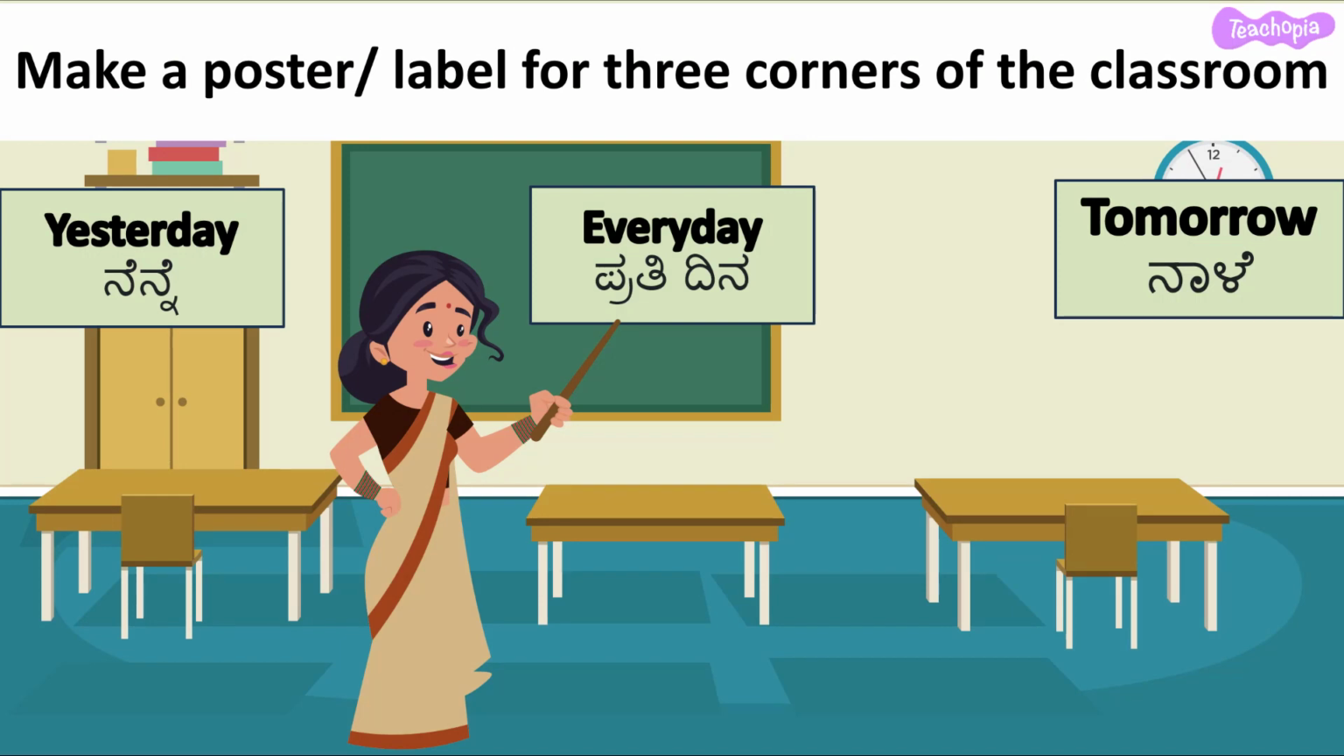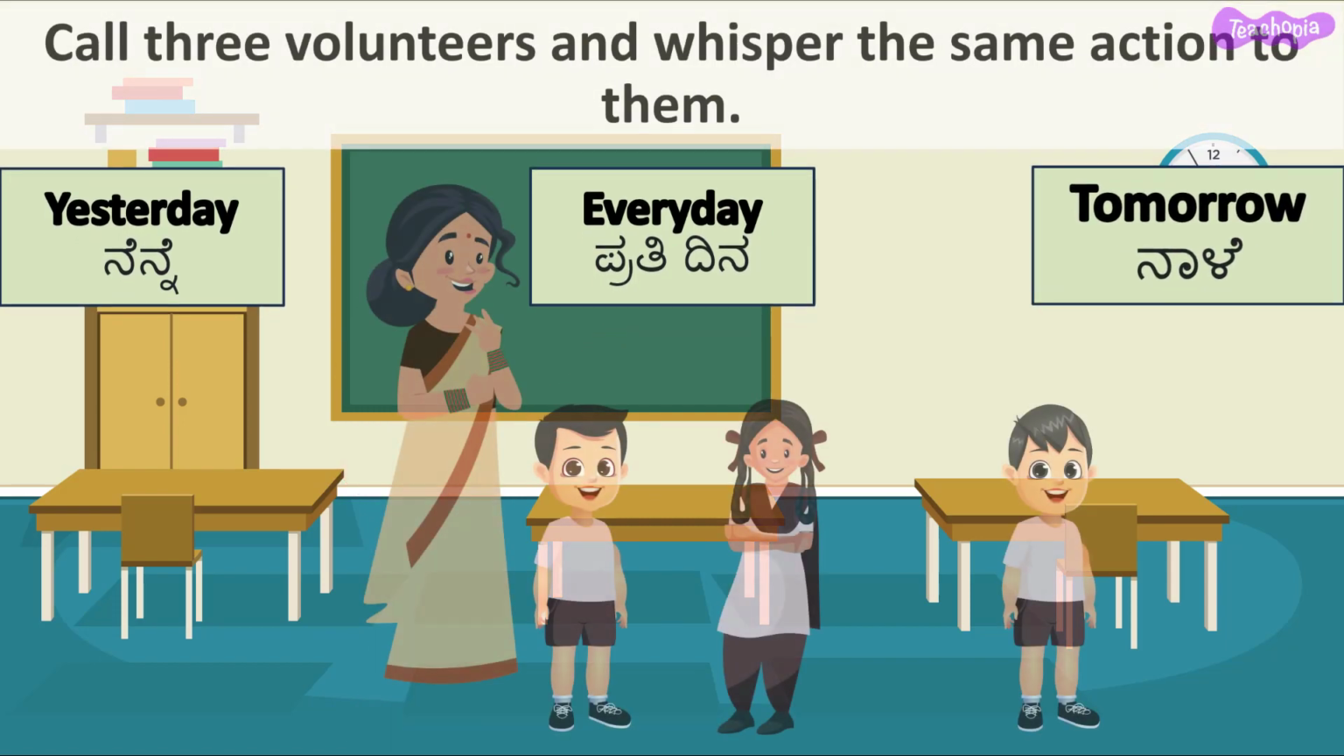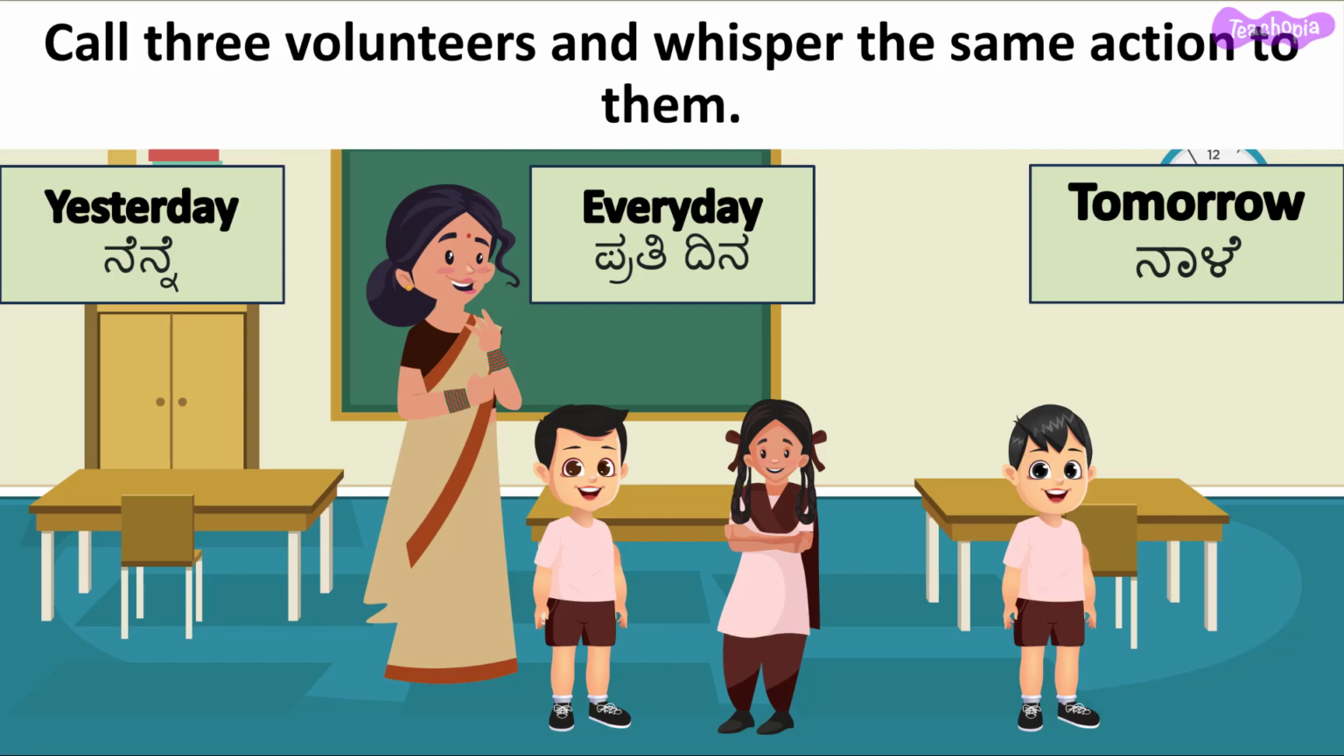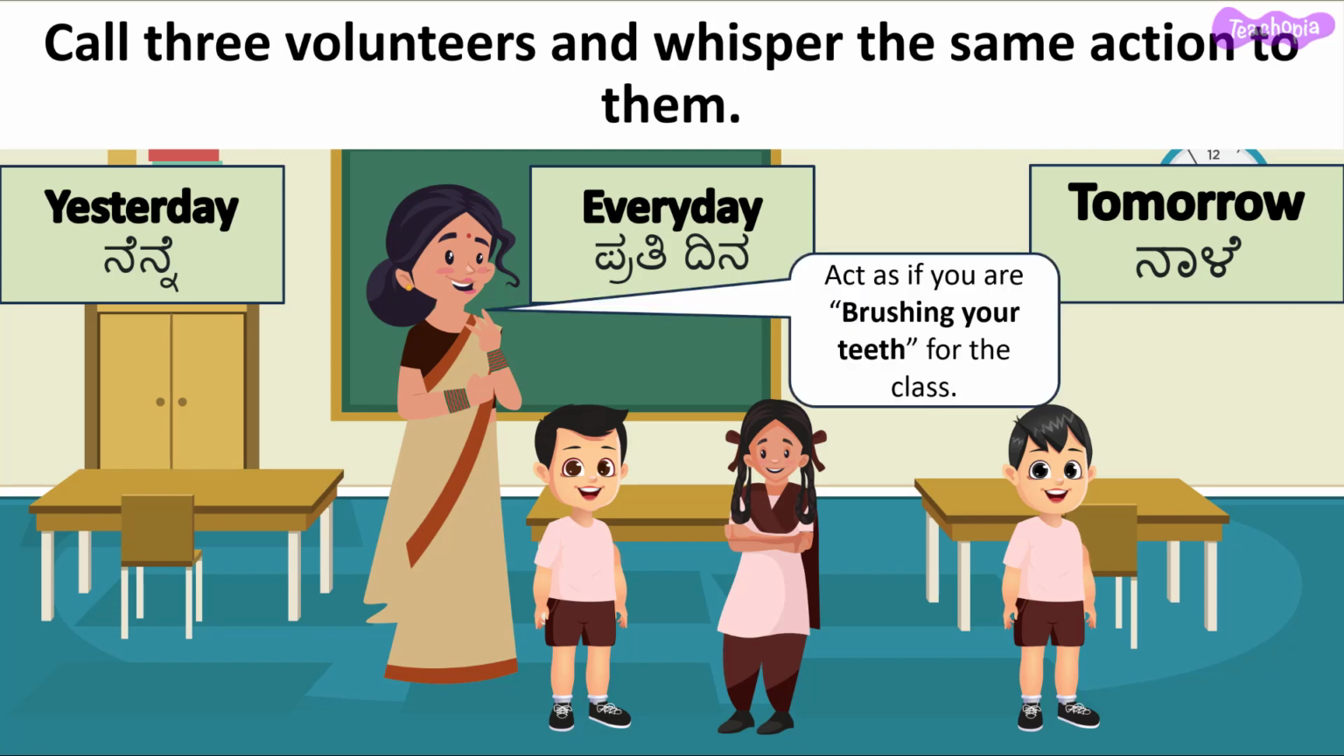Now to begin, create an exposure by calling 3 volunteers from your class and whisper an everyday action that they will need to act out for the rest of the class. Act as if you are brushing your teeth for the class. Place each of them in the 3 corners you have labeled: yesterday, everyday, and tomorrow. Ask the class to guess what they're doing.